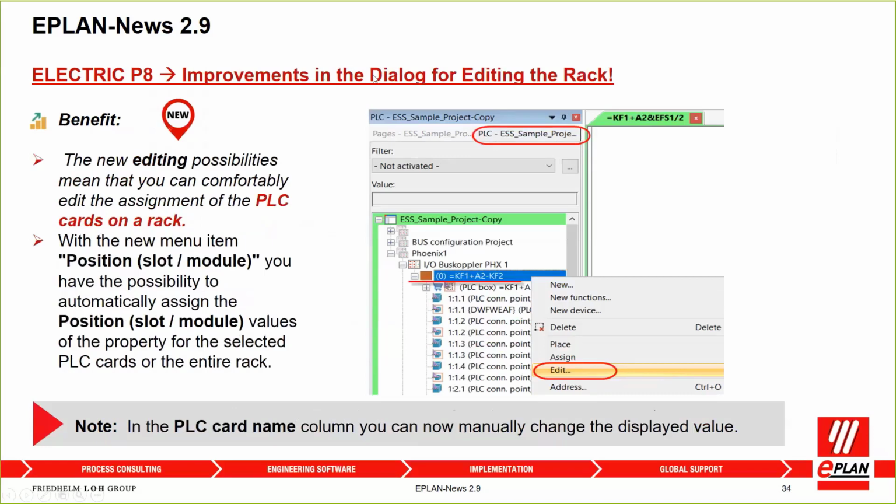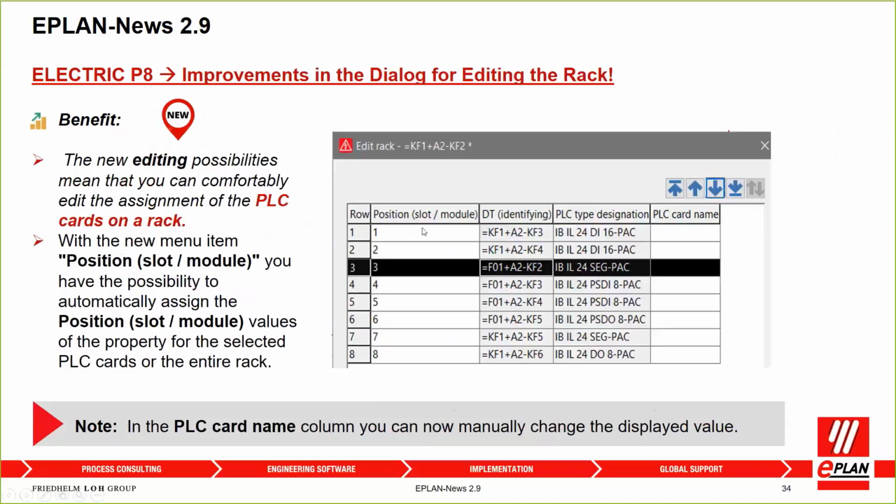There's been improvements in how you edit the rack information. You can now right-click when you're viewing as a rack and go to Edit, and you can sort the slot positions and the PLC card names via this menu. You can use the up and down arrows for this.